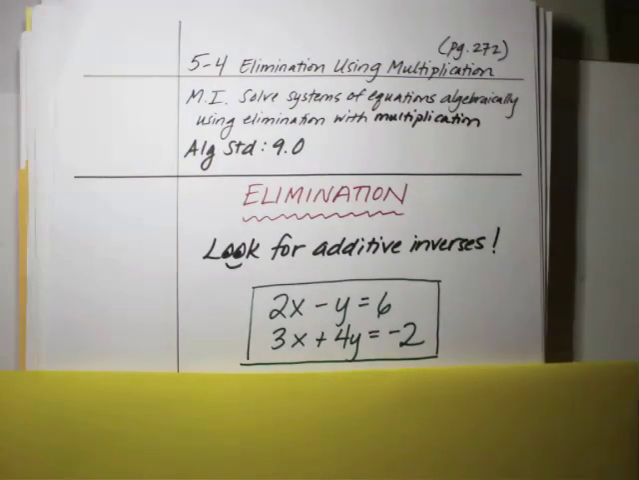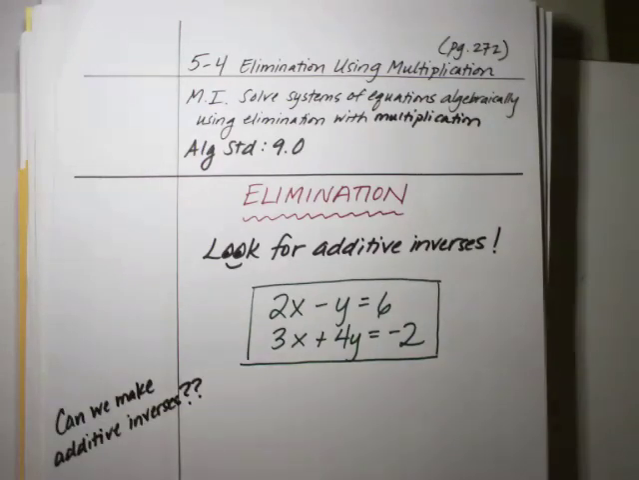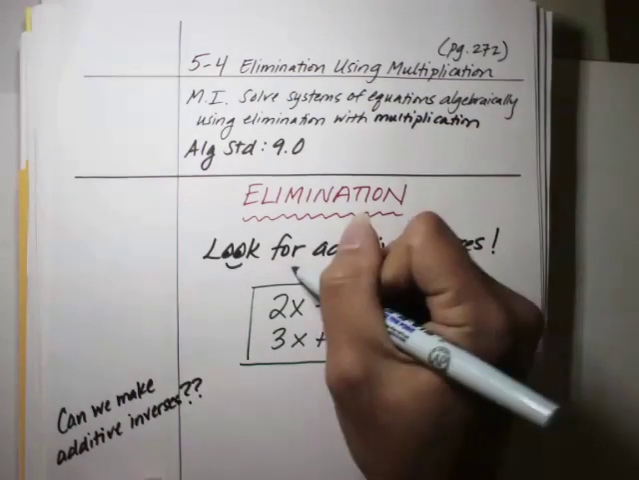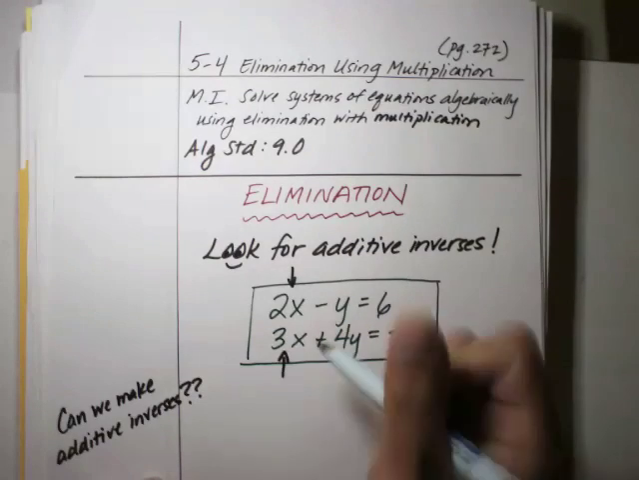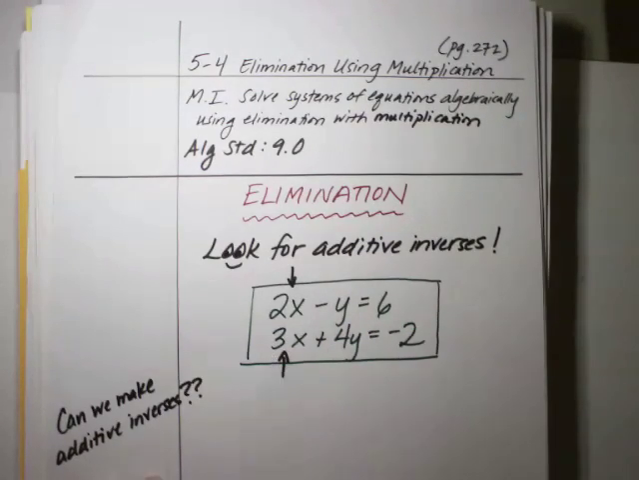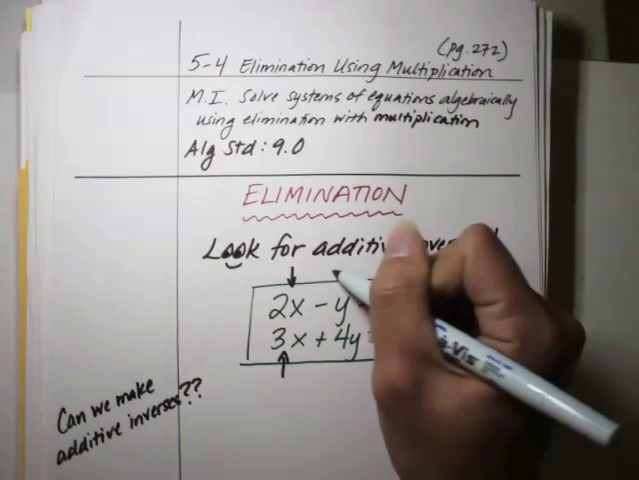This looks a little different than what you saw yesterday because in this case, you can't see the additive inverses so clearly. It's not apparent. But the question we want to ask ourselves is, can we make additive inverses? Let's take a look at what we have. If you're looking at the x values, take a look at the coefficients, 2 and 3. Would that be easy to make additive inverses? Maybe not so much.